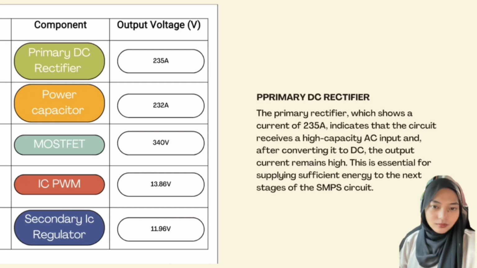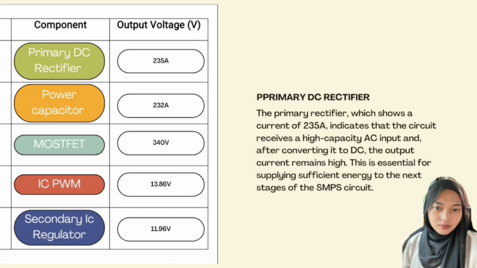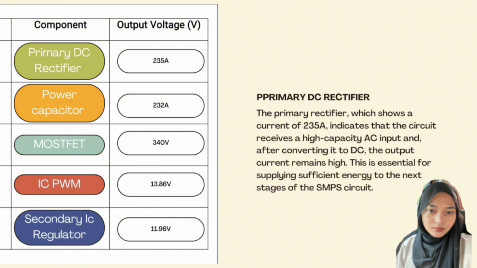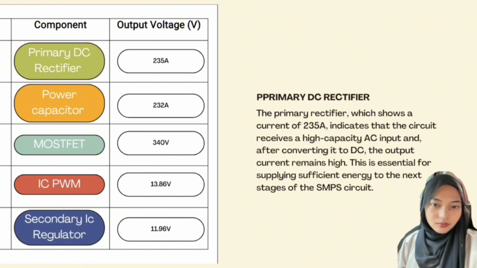Assalamualaikum, my name is Saidatul Adila. Today I will explain the SMPS function and provide the values shown in the table along with a description of each component and their recorded value. The first component is the primary rectifier, which shows a current of 225 ampere, indicating that the circuit receives a high capacity as input, and after converting it to DC, the output current remains high. This is essential for supplying sufficient energy to the next stage of the SMPS circuit.